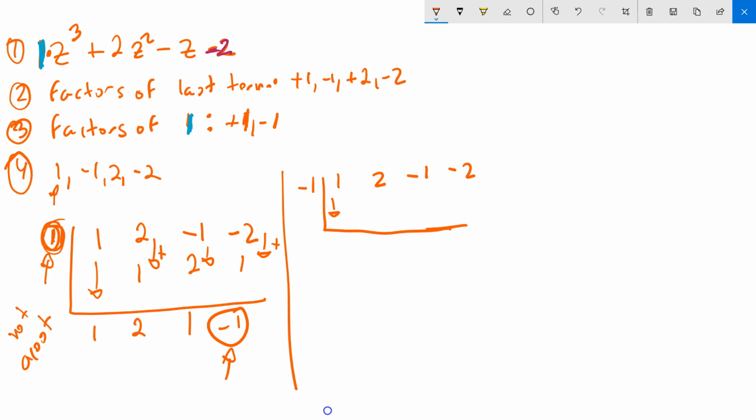So you bring that down, so it gives 1. 1 times negative 1 is negative 1. Bring that down. 2 plus negative 1 is 1. Add that. So negative 1 and negative 1 added straight down. Negative 2 times negative 1 is positive 2.